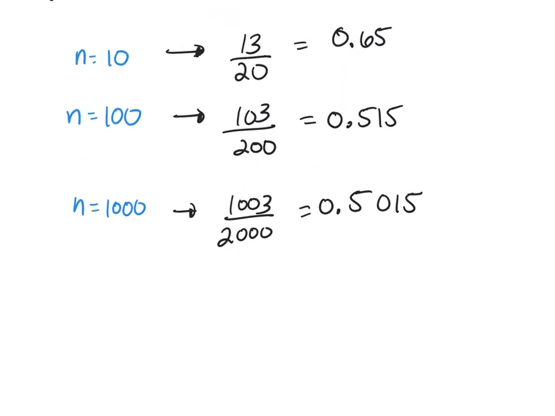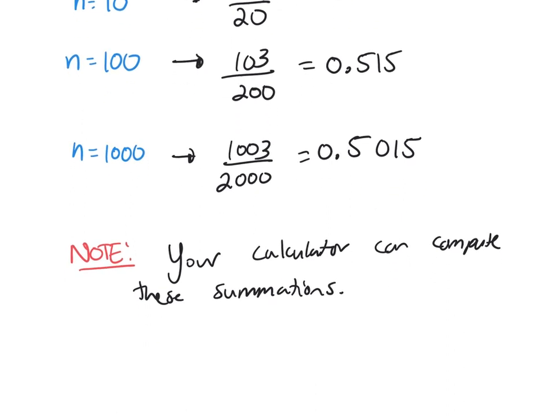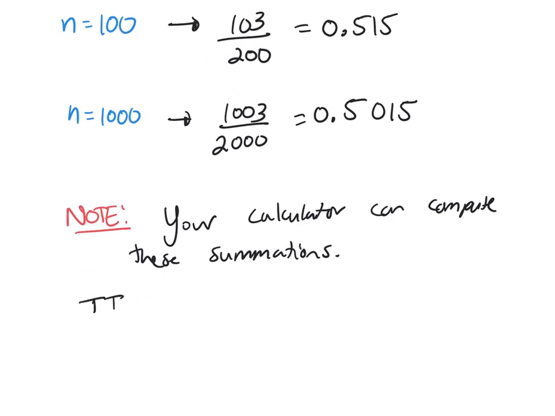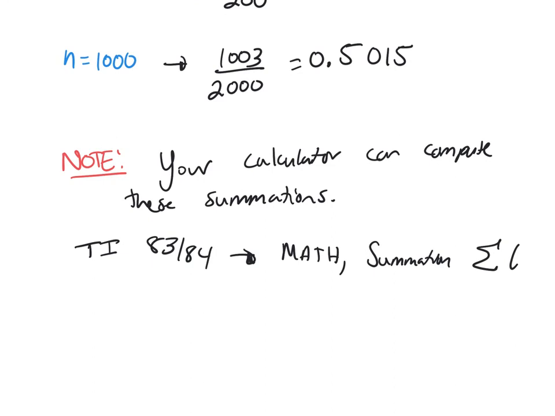And so one final thing I want to mention is that your calculator will compute summations for you. So if you have a TI-83 or an 84, the way you do that is you're going to hit math, and then you're going to look for the option that says summation, and it should have a sigma in parentheses there, and that will compute your summations for you.